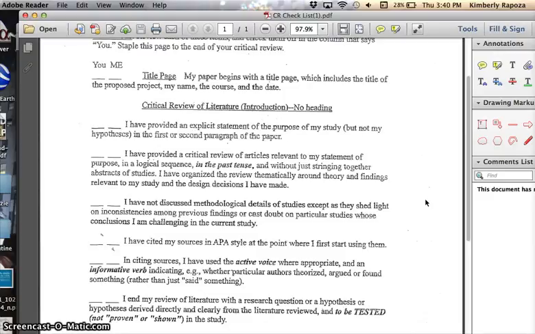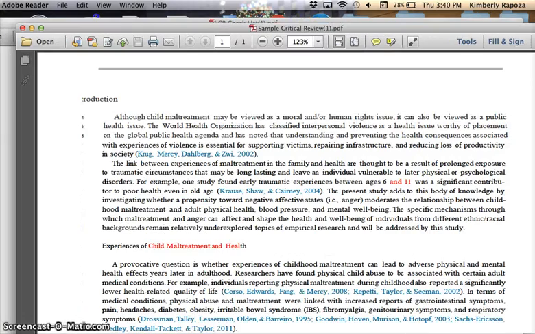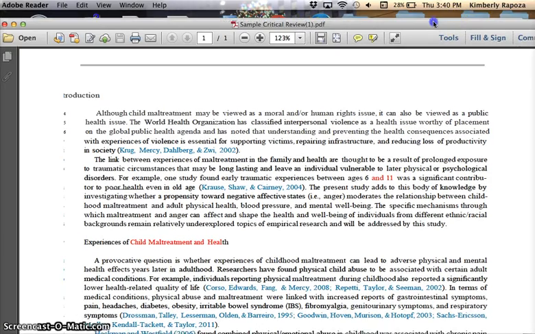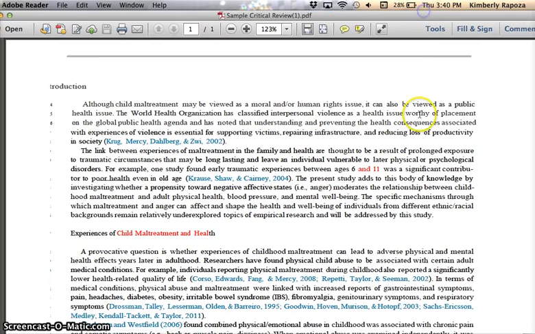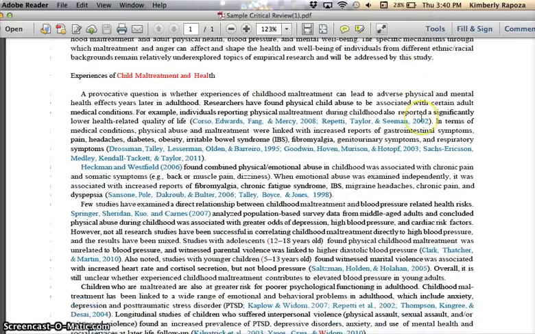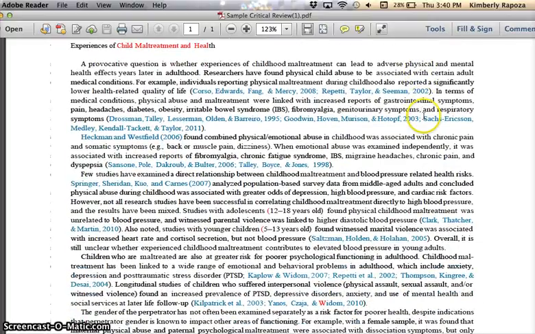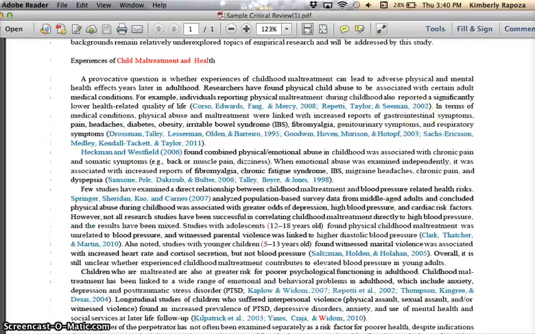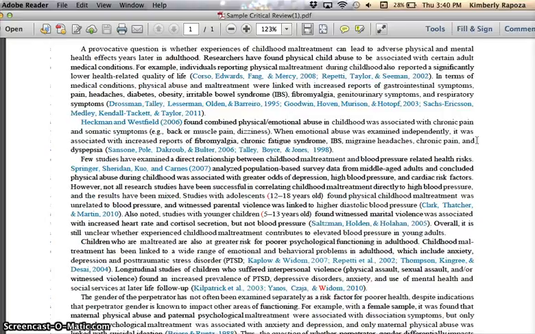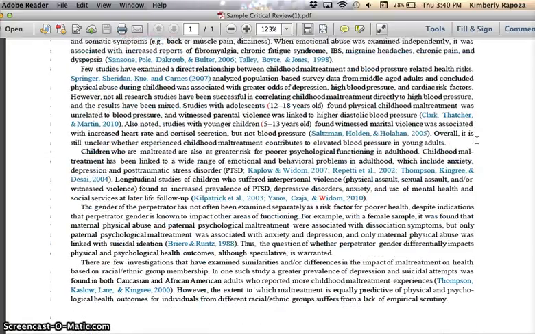So if we go over to the sample critical review, in Blackboard you should see a sample critical review from a paper that I wrote that I have put up there for you to read. If you go to the section that says Experiences of Child Maltreatment and Health, I want you to take a minute and just read down the whole page.